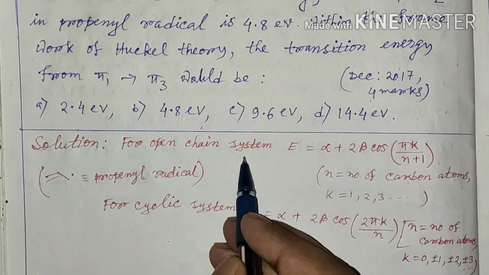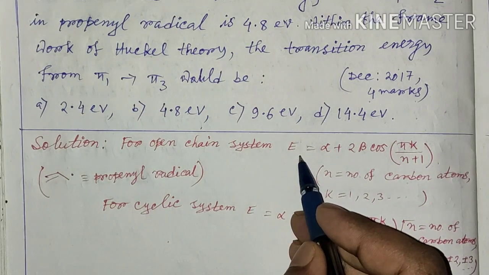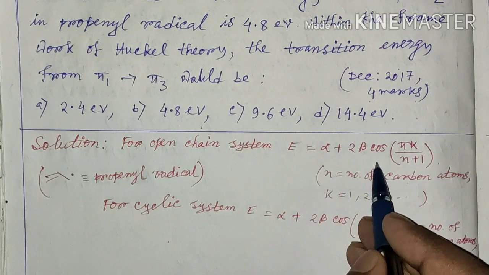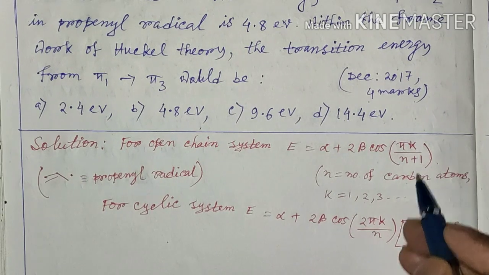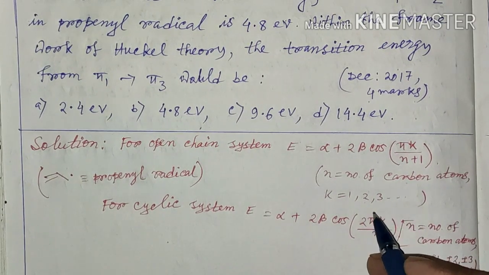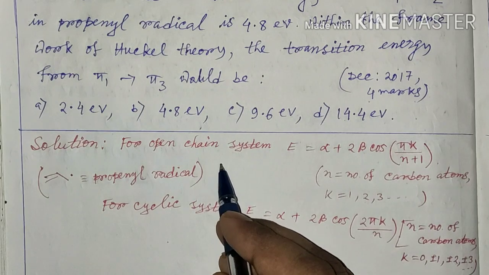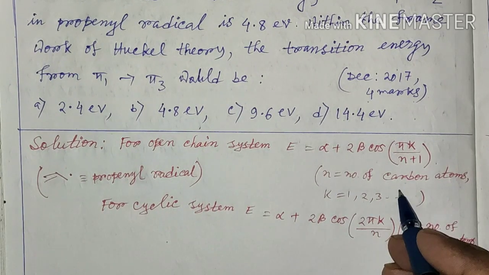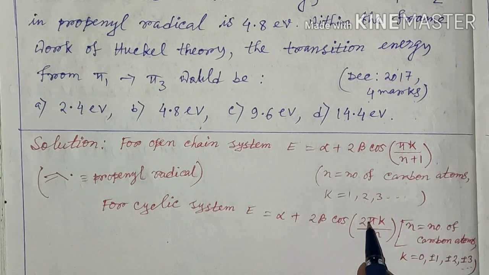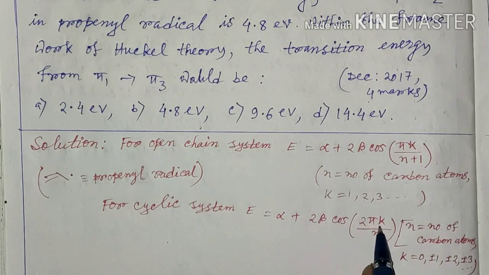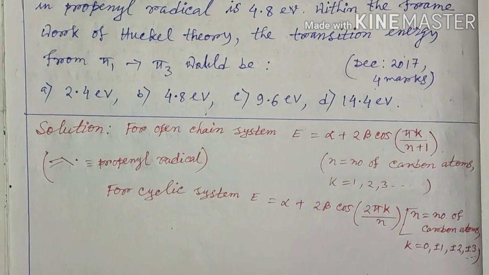Now for open chain systems, the different electronic energy levels can be calculated using this formula, where alpha and beta are constants, and k is also a constant. It is given as 1, 2, 3 etc. for open chain systems. N is the number of carbon atoms. And for cyclic systems, the electronic energy level formula is like this. Similarly, N is equal to the number of carbon atoms, and for cyclic systems, the value of k is given as 0, plus minus 1, plus minus 2 etc.